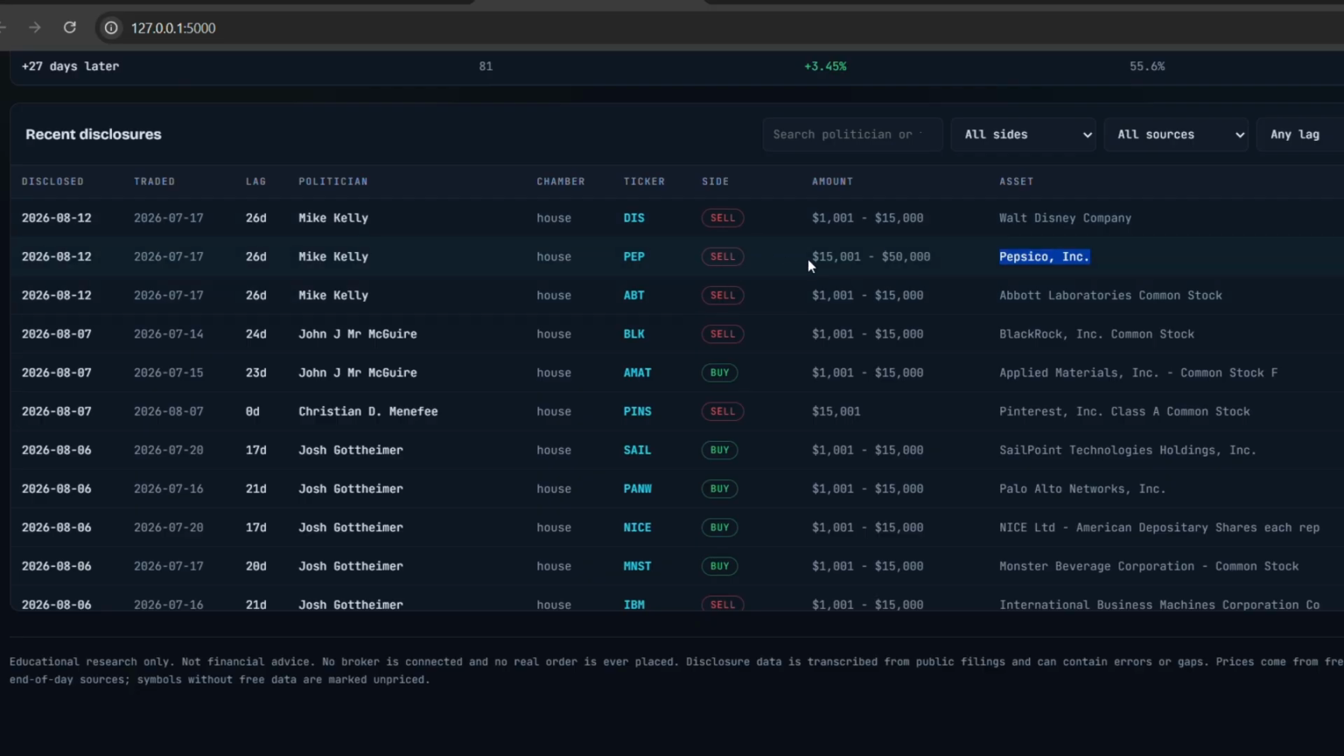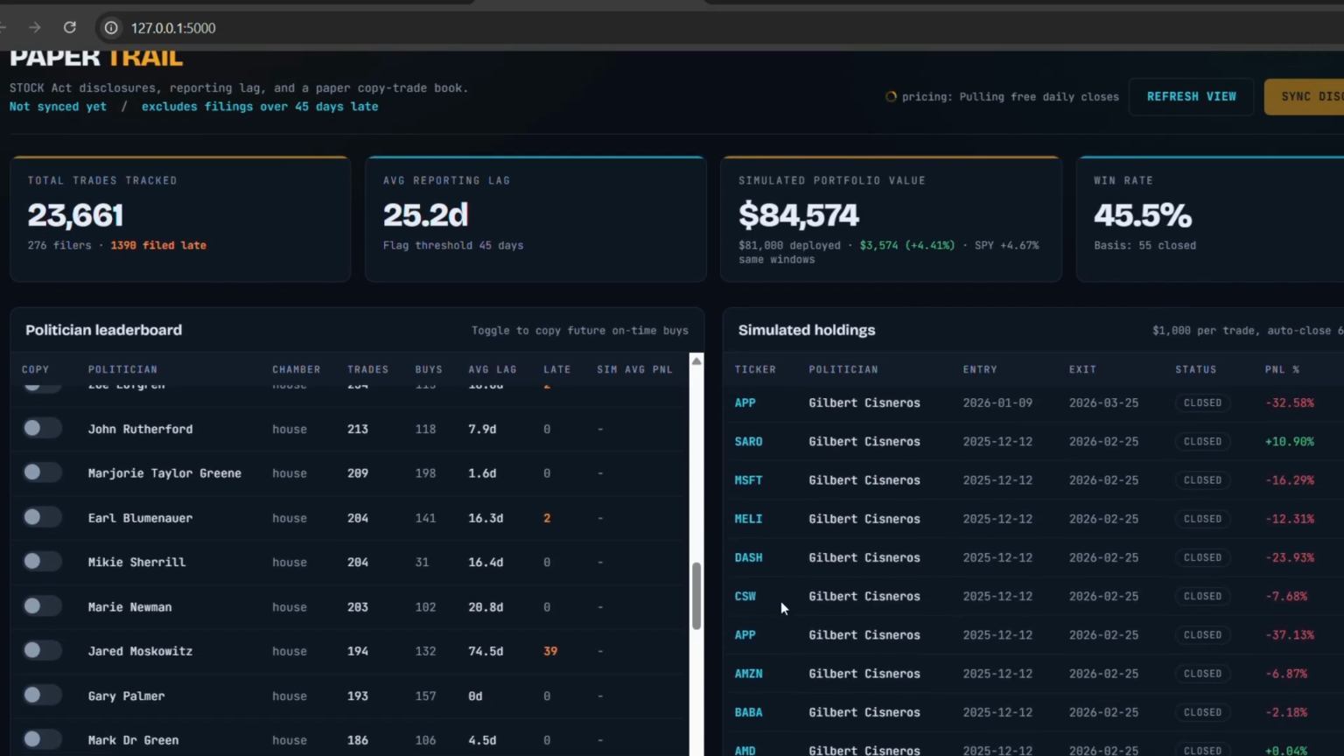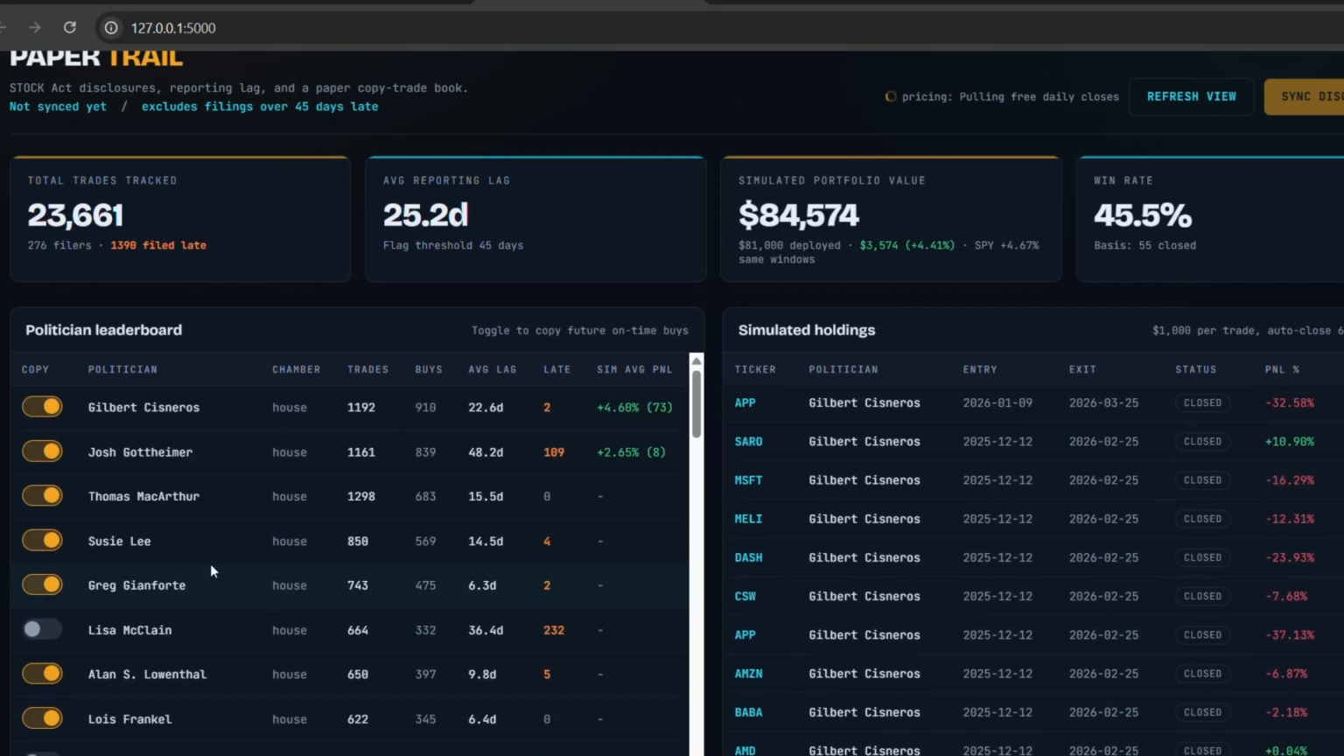You will also see positions sitting unpriced. That is not a bug in the build. That is the system declining to make up a price for a symbol that free data does not cover.